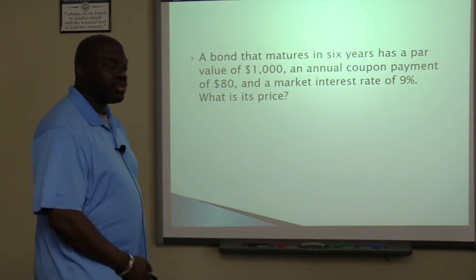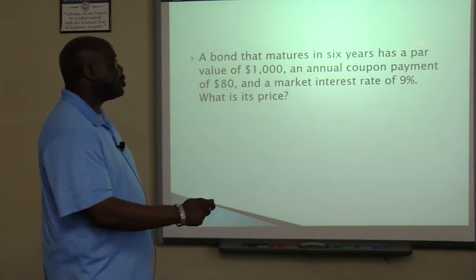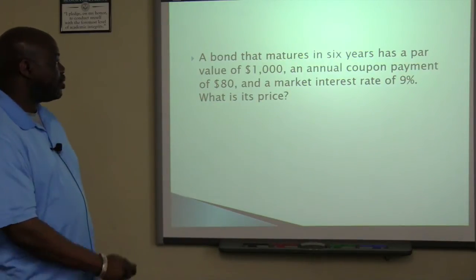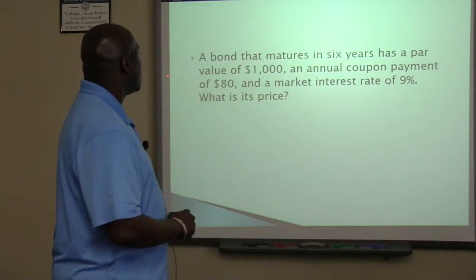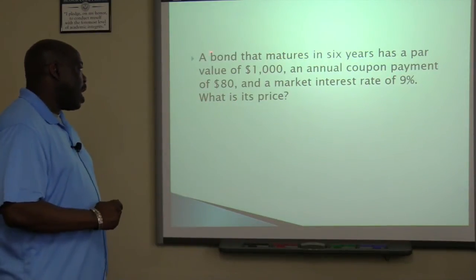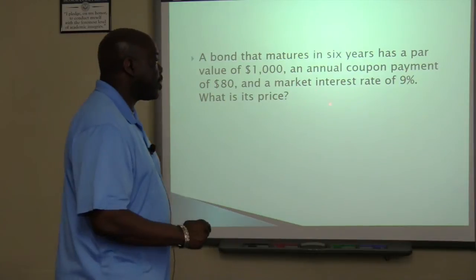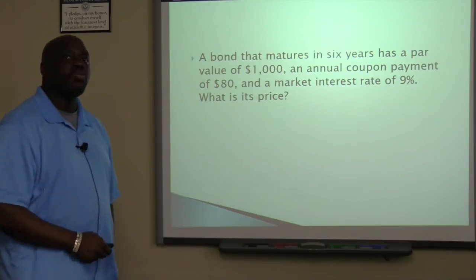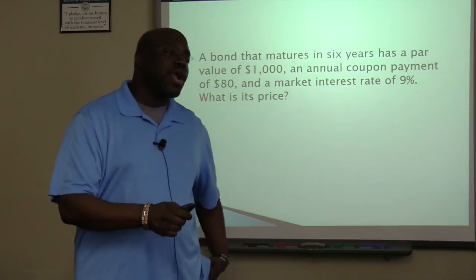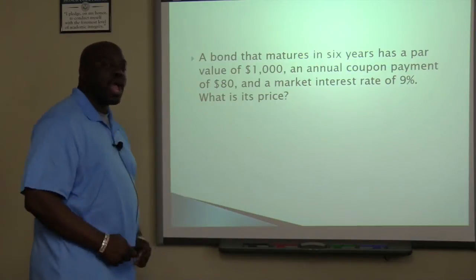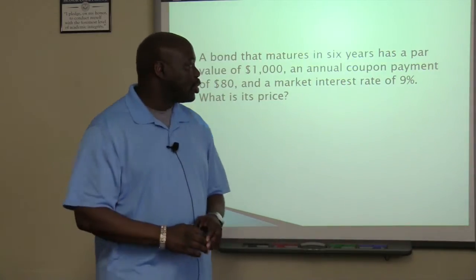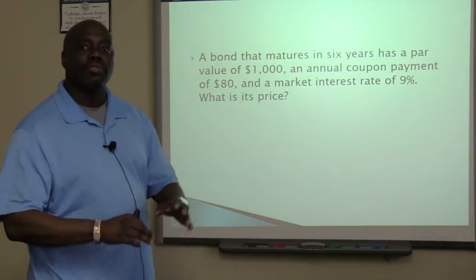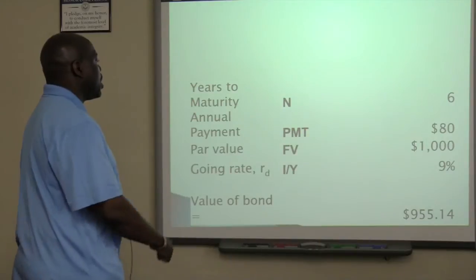Let's try a few problems. A bond that matures in 6 years has a par value of $1,000 and a coupon payment of $80, and the market interest rate is 9%. What is the price? So already we know it's asking for the price. Price and present value are the same exact thing, so when we write down this equation, we're looking for present value.